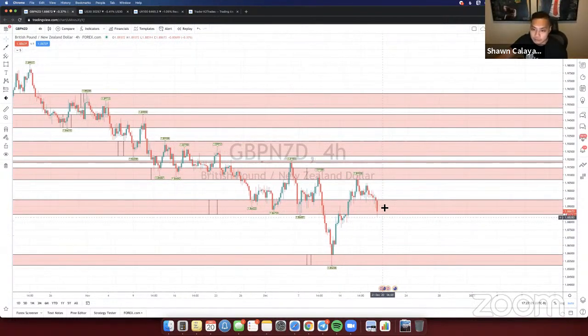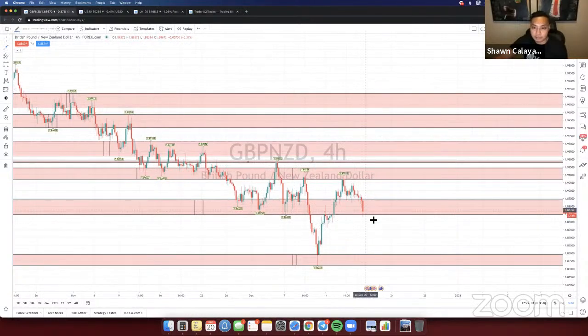Price is currently within these two zones right here. This upper zone is going to be 1.89416, and this lower zone right here is going to be 1.88477. So if price breaks that price point right there, closes below it, then you can take that sell and pretty much ride this thing all the way down here. So this could be good. That's it for GN right there.